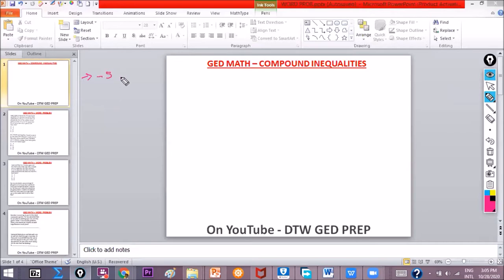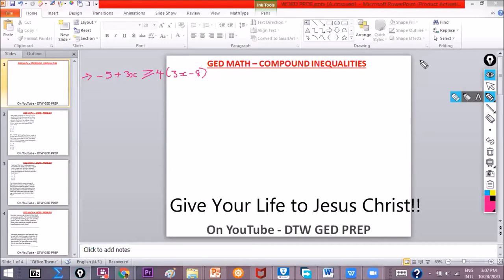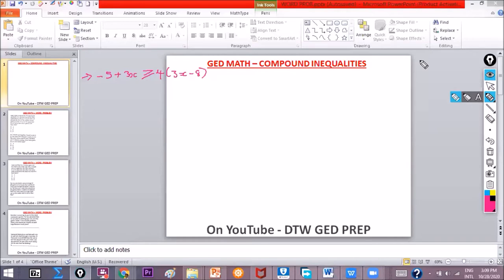Minus 5 plus 3x greater than or equal to 4 bracket 3x minus 8. Try this. Okay. Have you gotten an answer? No, not yet. I got x smaller or equal to 3. Is this what you got? Yeah. Okay, let's do it together then.